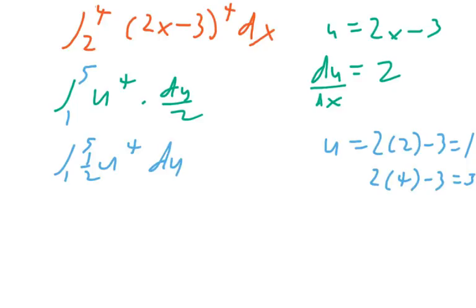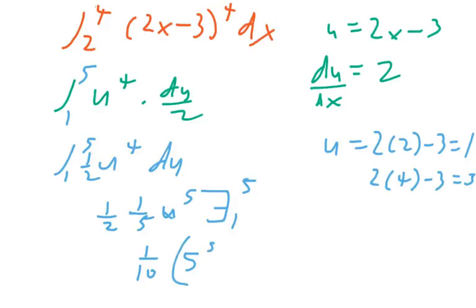So when we take the antiderivative, it's 1/2 times 1/5 u to the 5th from 1 to 5. So 1/10, and then I'm just going to plug it in, 5 to the 5th minus 1/10, 1 to the 5th will give us our answer. And that gives us an answer of 312.4.